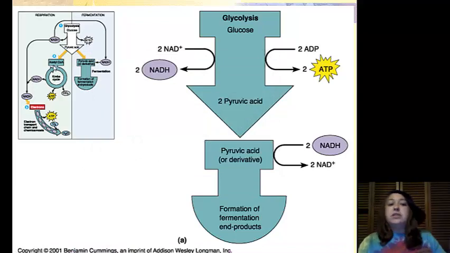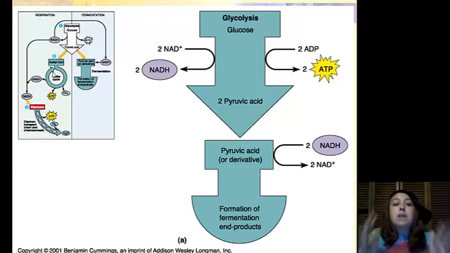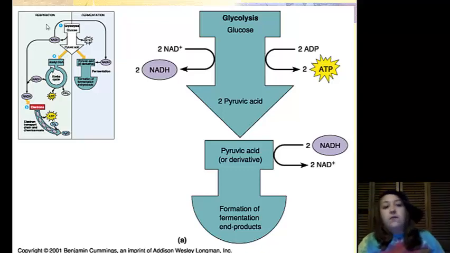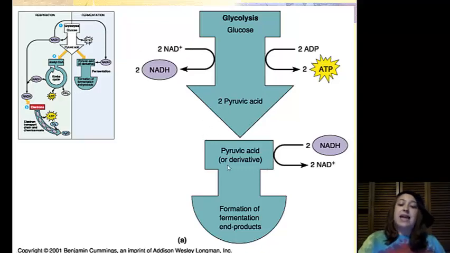Pyruvic acid can go into the acetyl-CoA and then into the Krebs cycle, but that's respiration. We're talking about fermentation. So, fermentation, it actually comes this side. So, fermentation, we got the 2 pyruvic acids, and it turns into pyruvic acid, then it can form the end products. Again, the most common 2 end products are going to be lactic acid or alcohol.